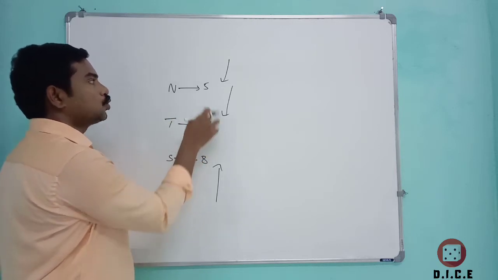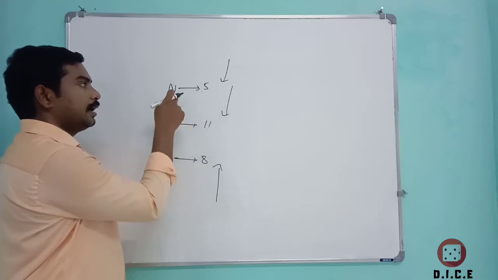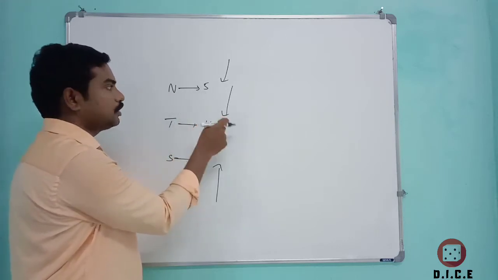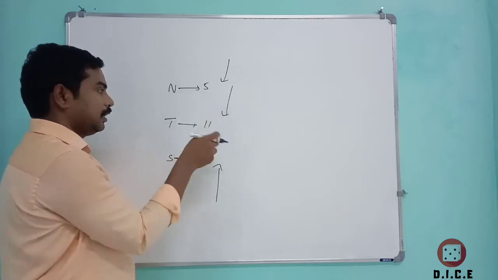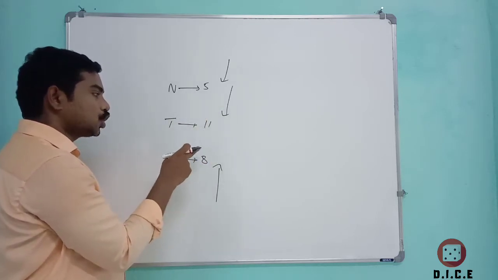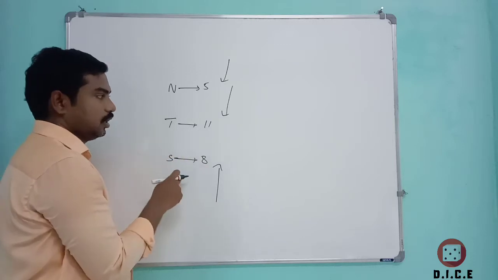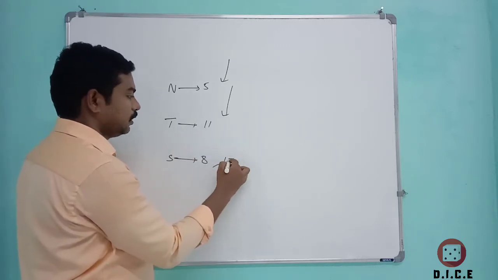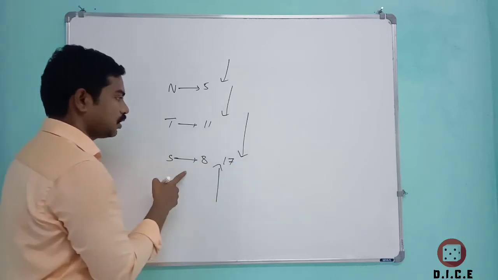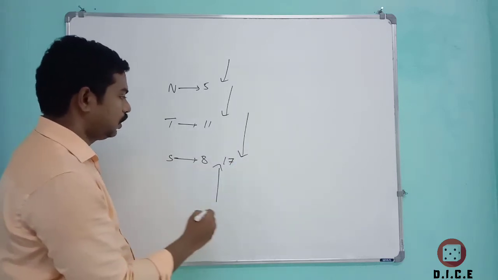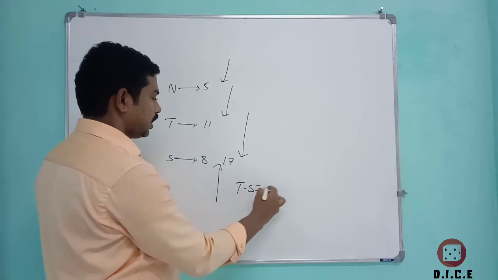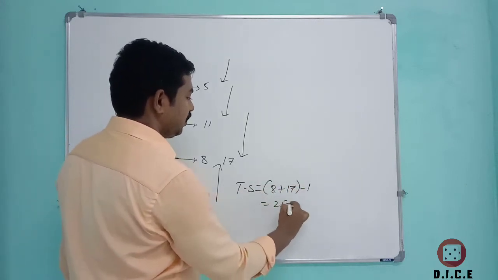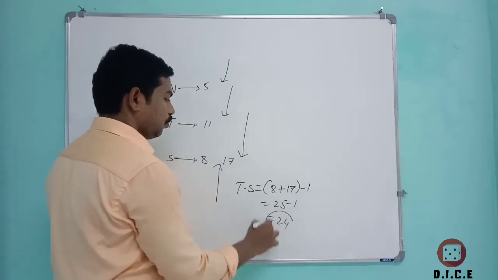Similarly, "between" is the word mentioned here. For example, how many students are there between T at 11 and N? 11 minus 5 is 6, minus 1, so there are 5 students between N and T. Obviously, there should also be 5 students between T and S. So if you add 6 to 11, that will become 17 from the starting, the case of S. Therefore, total students is 8 plus 17 minus 1, that is 25 minus 1, so the total students will be 24. So this is the answer.